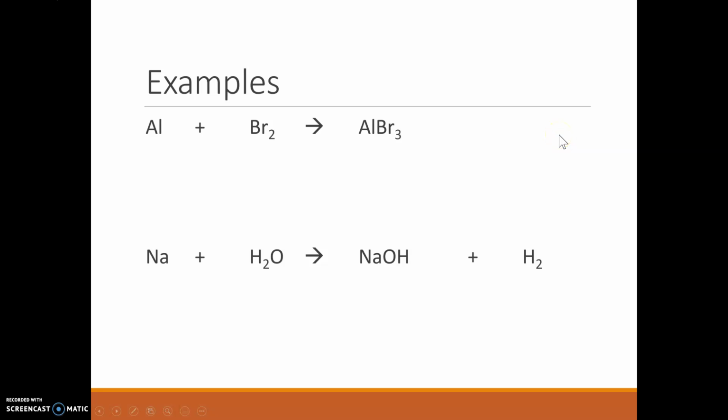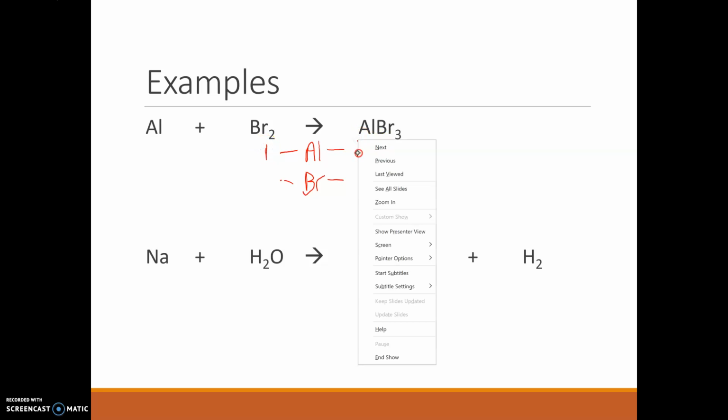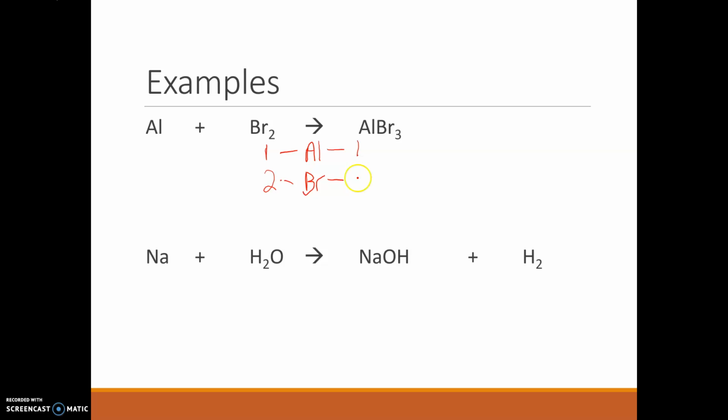Okay, so what we do is we start with the metals first. So what I like to do is I like to put the elements under the arrow sign and then bromine. Okay, and I do a dash on either side, and I'm going to count either side. So on the left side, there is 1 aluminum. On the right side, there is 1 as well. There are 2 bromines on the left side, but there's 3 on the right.